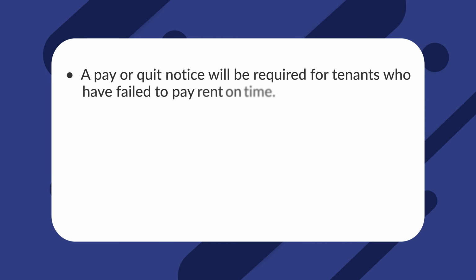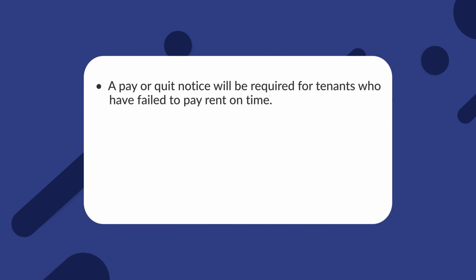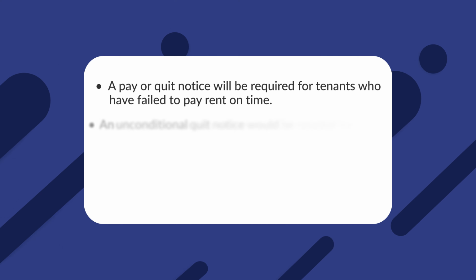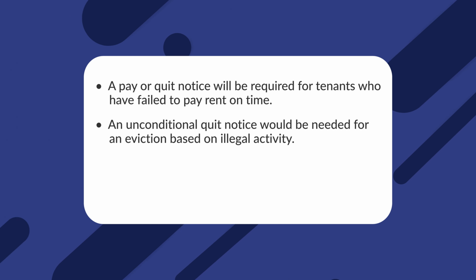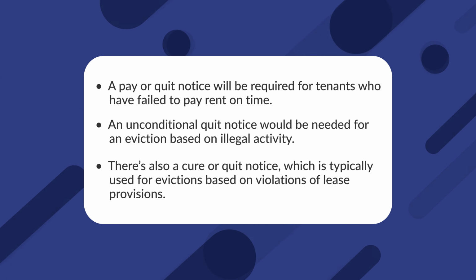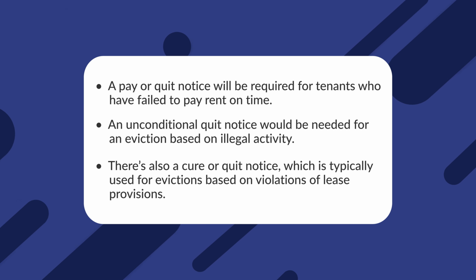The specific kind of notice you give the tenant can depend on the reason you're evicting them. For example, a pay or quit notice will be required for tenants who have failed to pay rent on time, but an unconditional quit notice would be needed for an eviction based on illegal activity. There's also a cure or quit notice, which is typically used for evictions based on violations of lease provisions.